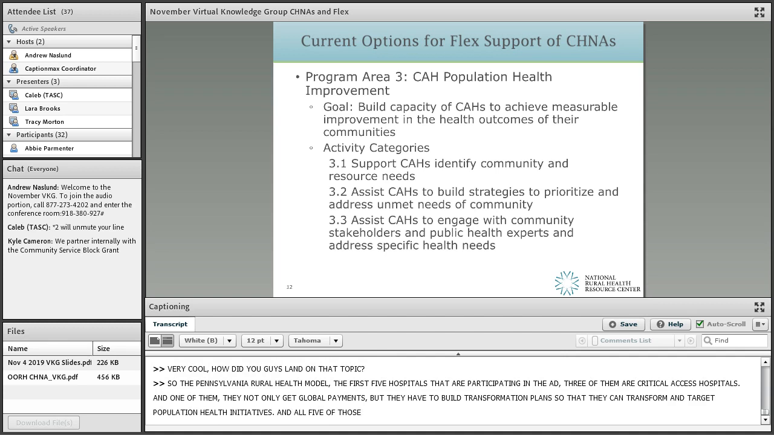Anyone else have any questions, or is there another state that wants to share one of the activities that they have planned in the Flex grant for this coming year?